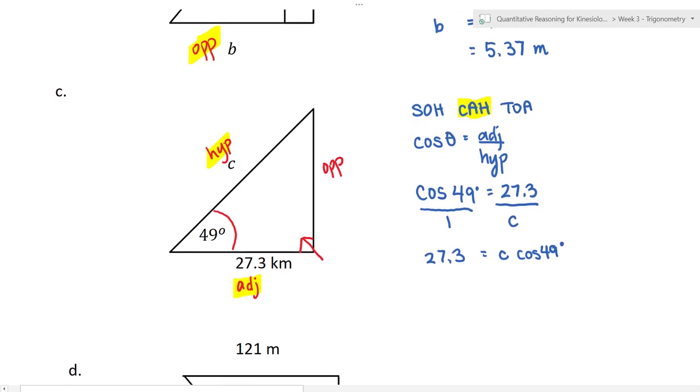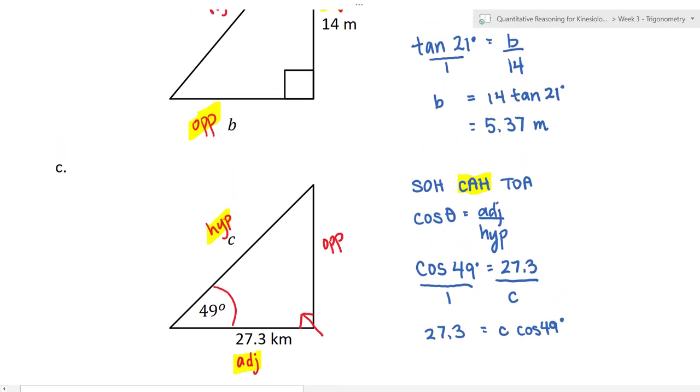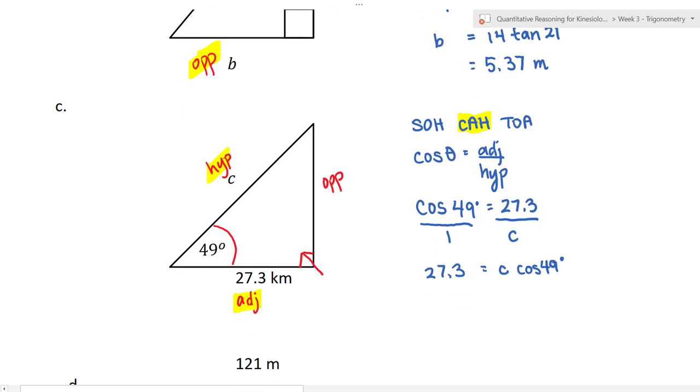And I'm trying to solve for C, so this time it looks a little different because in previous questions, when I cross multiplied, the variable that I was looking for was on its own. But this time, the C is next to cos 49 degrees. So we just need to do one more step to solve for that C. Right now, C is touching cos 49 degrees. When two things are touching each other, there's an invisible multiplication sign there. So to get rid of the cos 49 degrees, we have to do the opposite of multiplying. We need to divide. So we're going to divide both sides by cos 49 degrees.